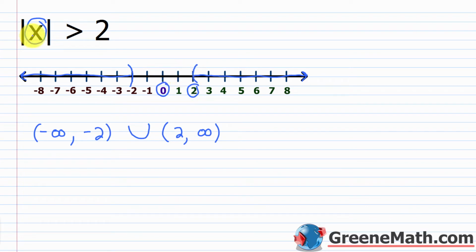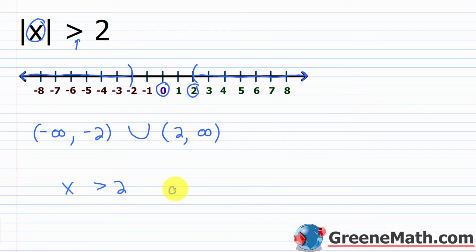If I chose 1, the absolute value of 1 is 1. 1 is not greater than 2. So for this type of problem, where we see a greater than, we're going to end up with whatever's inside the absolute value bars. So in this case, it's x, and it's going to be greater than 2. So in the first situation, you would just remove the absolute value bars. That's your scenario: x is greater than 2.